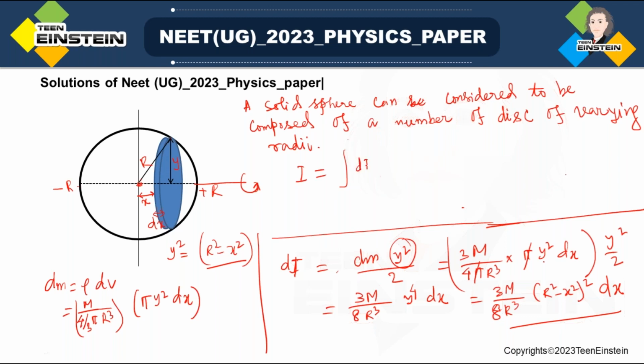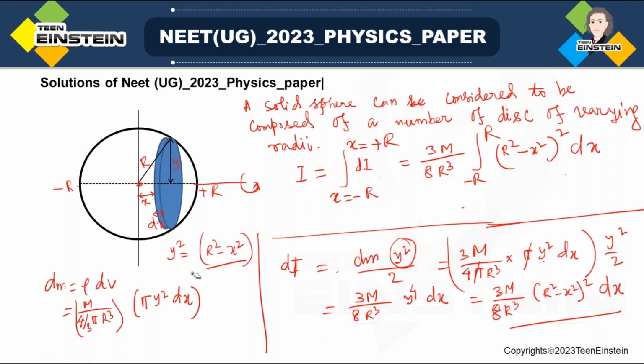Now if we want to calculate the moment of inertia of the whole sphere, then I have to integrate this dy in the limit x equal to minus R to plus R to get the moment of inertia. So look, I'll write it here. 3M by 8R cube, R cube, all others are variable. X is equal to minus R to plus R, and this is (R square minus x square) whole square dx.